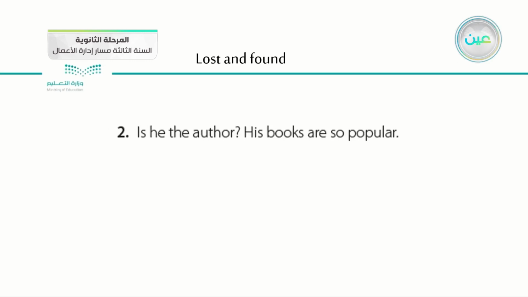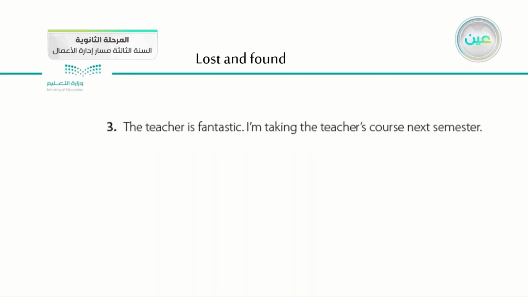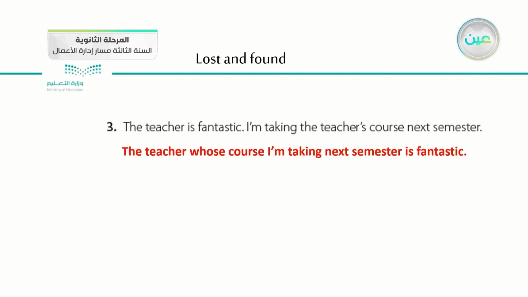Let's go over number 2. The author, his books are so popular. Let's see how we can make them one sentence. Is he the author whose books are so popular? So we use whose when we have something that we own, okay? The teacher is fantastic. I'm taking the teacher's course next semester. The teacher whose course I'm taking next semester is fantastic.